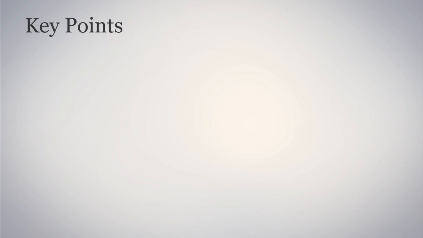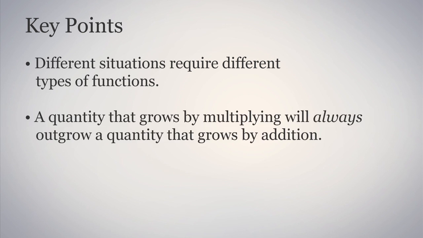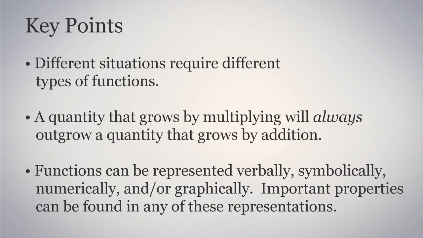Let's have a quick review. Different situations require different types of functions. A quantity that grows by multiplying will always outgrow a quantity that grows by addition. And finally, functions can be represented verbally, symbolically, numerically, and/or graphically. Important properties can be found in any of these representations.